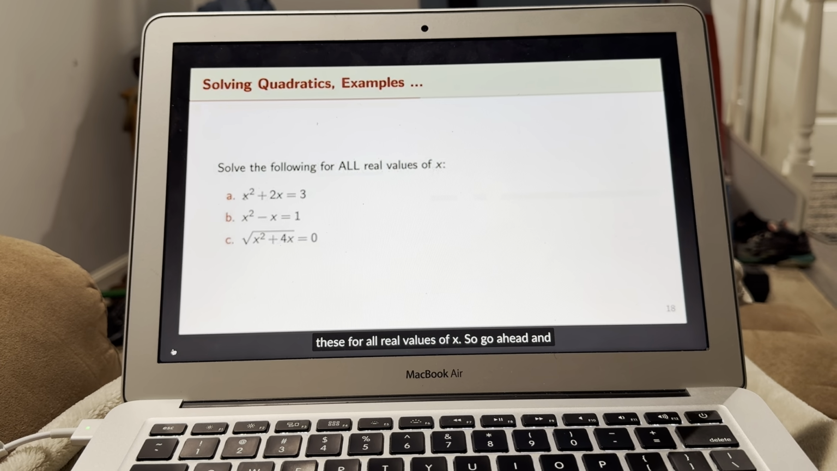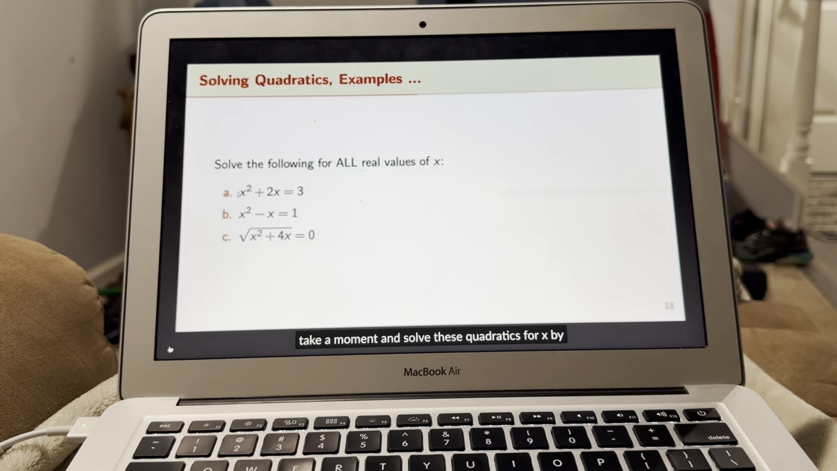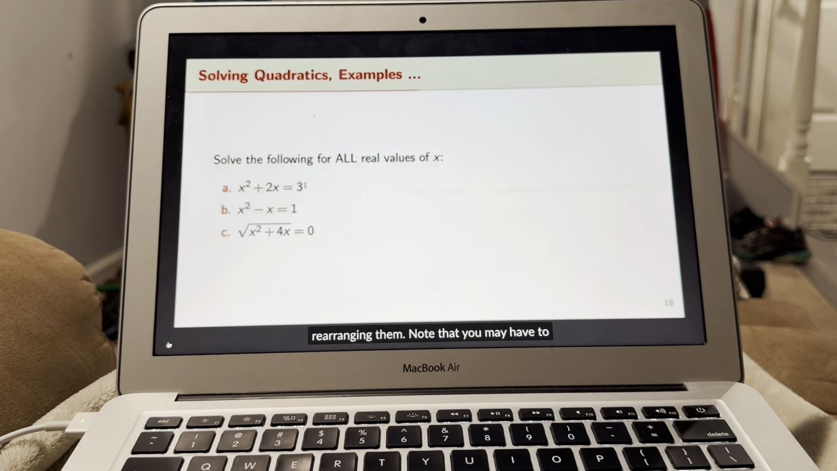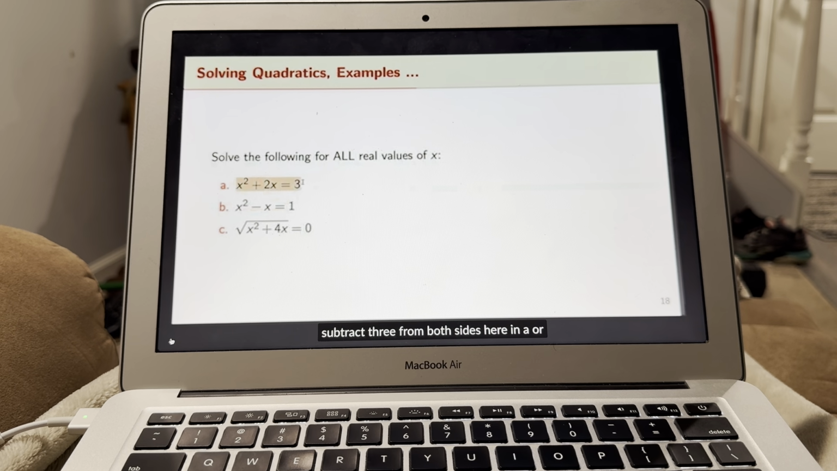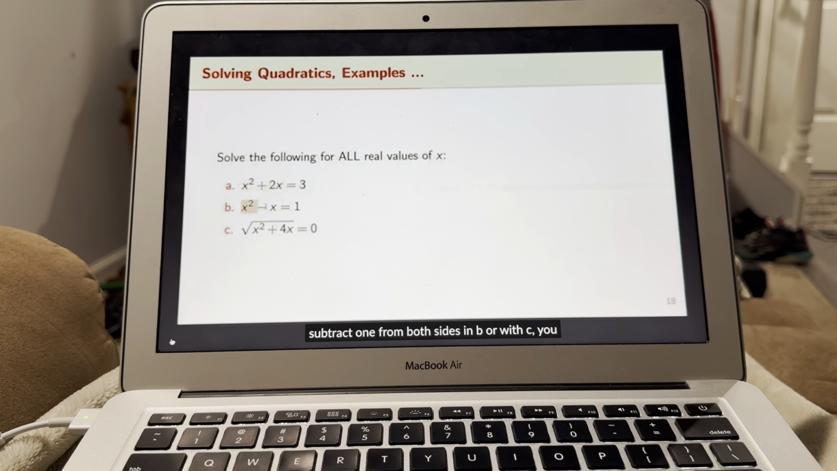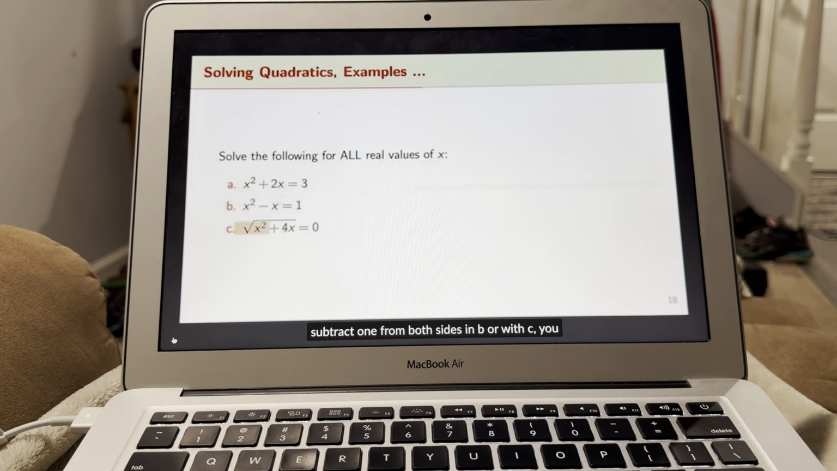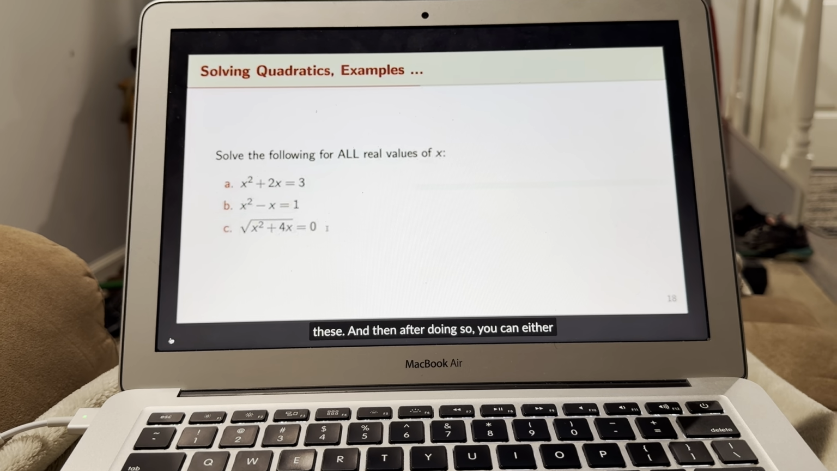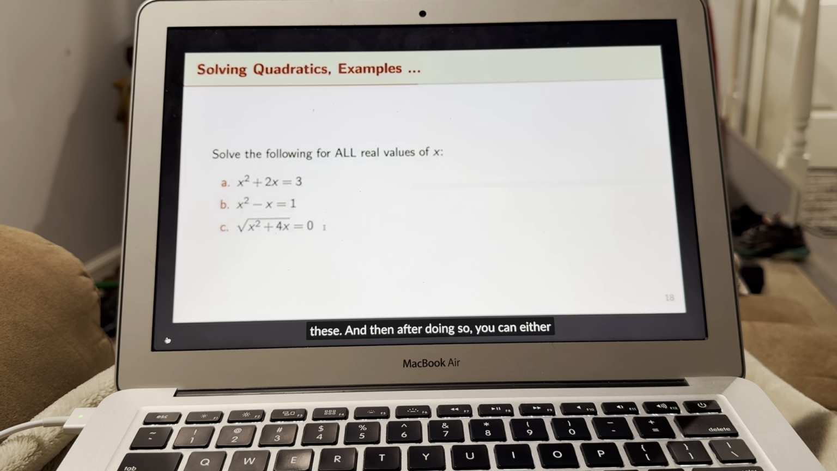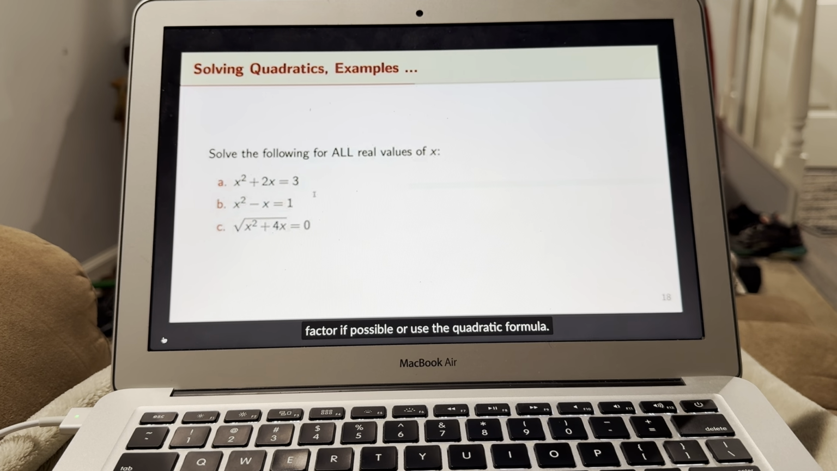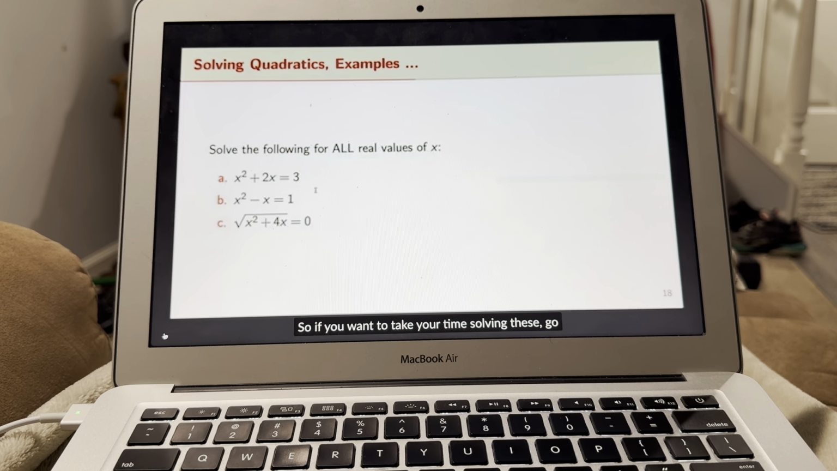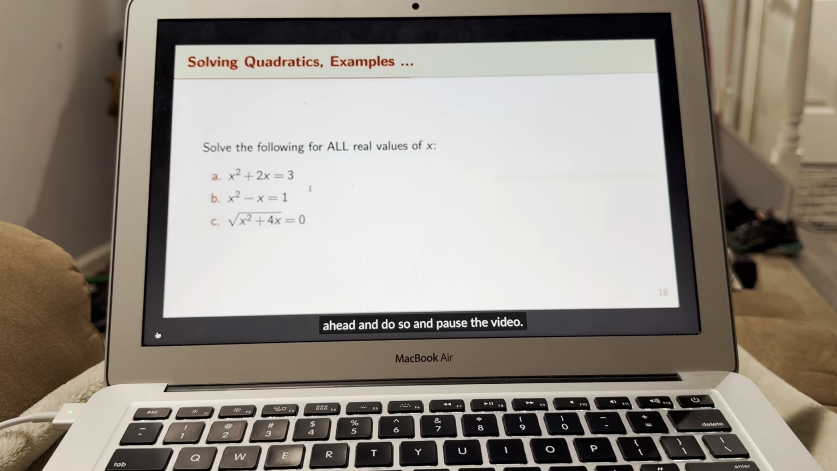So go ahead and take a moment and solve these quadratics for x by rearranging them. Note that you may have to subtract 3 from both sides here in A, or subtract 1 from both sides in B. Or with C, you could square both sides. So we want to rearrange these. And then after doing so, you can either factor, if possible, or use the quadratic formula. If you want to take your time solving these, go ahead and do so, and pause the video.